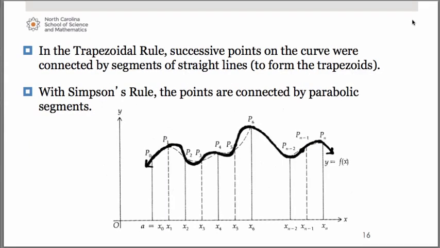Recall that in the trapezoidal rule, successive points on the curve are connected by straight line segments, therefore forming our trapezoids. In Simpson's rule, these points are connected by parabolic segments, which I think you should be able to see pretty clearly here. You can see the dotted lines here are curved. So in a trapezoid, those were straight. In Simpson's rule, however, these are parabolic curves on the tops of these otherwise rectangles or trapezoids, however you want to think of them.